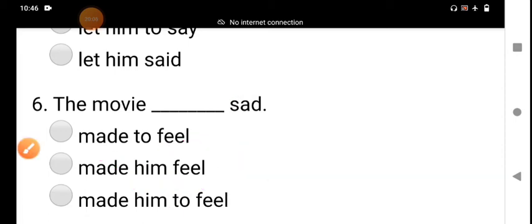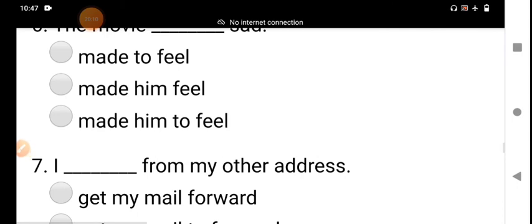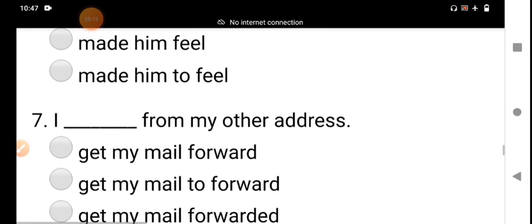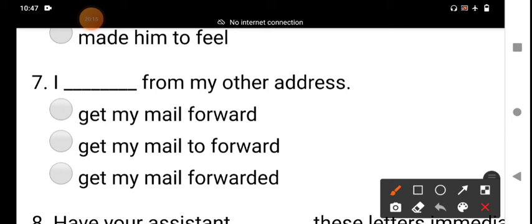Okay, next we go to the next question. That is the seventh question, my dear students. Seventh question, please listen. I dash from my other address. The causative verb get is there. Get means arrange for someone or something to do something.